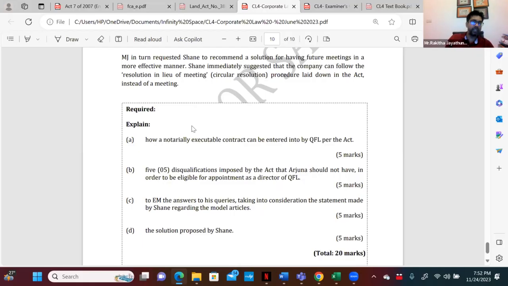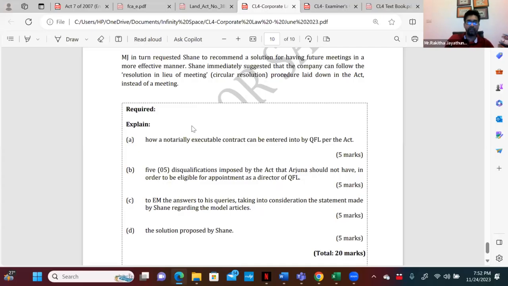If you find it difficult to write answers or articulate sentences, this is what you have to do. Hard work is extremely important in that situation. Sometimes you might wonder what is meant by "notarially executable", because these are legal terms. That is why you have to go through the textbook very carefully.